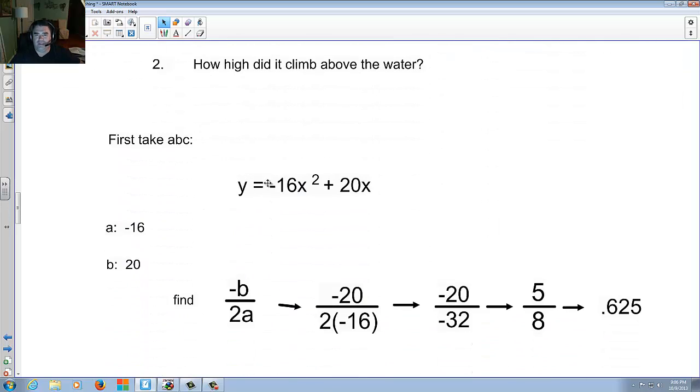First, take ABC. So A is negative 16, B is 20, there is no C. Why no C? Because again, it's not above or below the water, it's right at the water. So negative B over 2A, negative 20 over 2 times negative 16. Negative 20 over negative 32, go ahead and reduce, I get 5/8, which is 0.625. So when that dolphin's going up at 0.625 seconds, it's at the top. It's at the top of the jump.